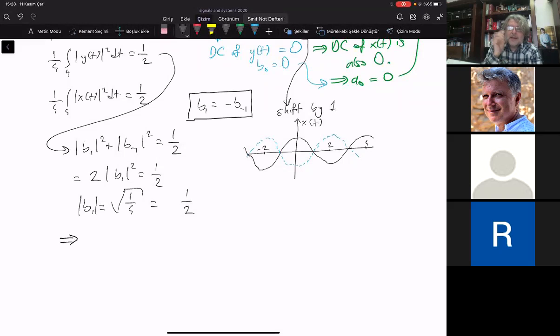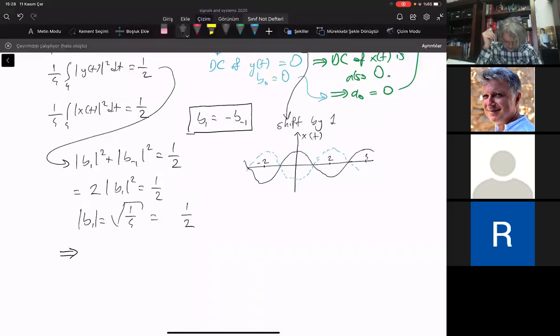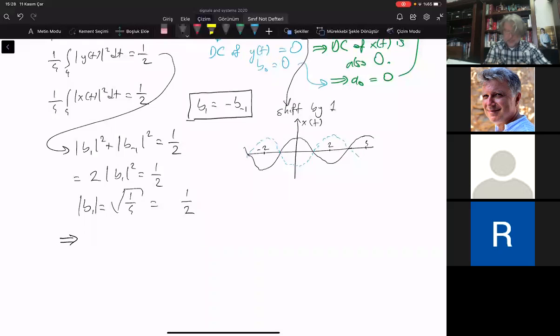Can somebody write an answer here or tell me by opening the microphone? Tell me an imaginary number whose magnitude is 1 over 2. I'm still waiting. And nobody is answering my question. Let me repeat the question. Tell me an imaginary number whose magnitude is 1 over 2. Do you know how to find the magnitude of an imaginary number?